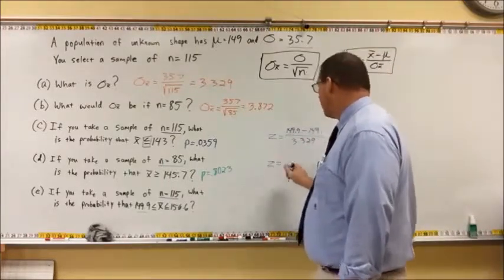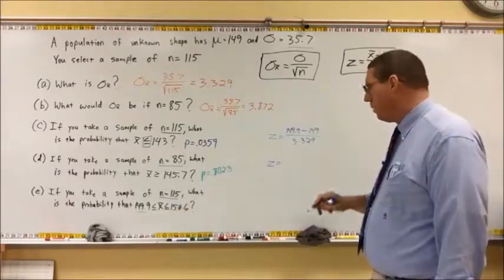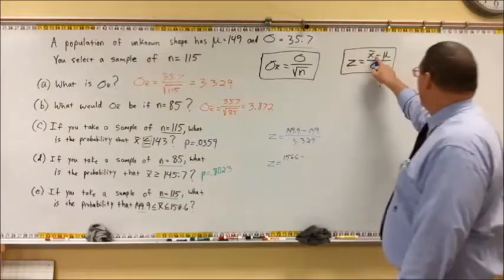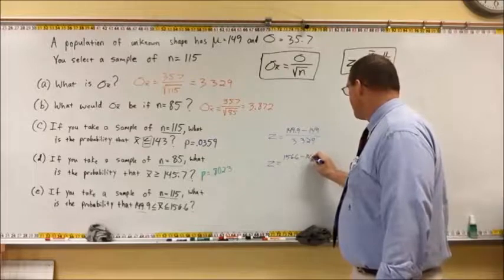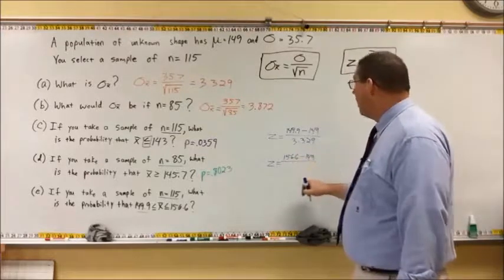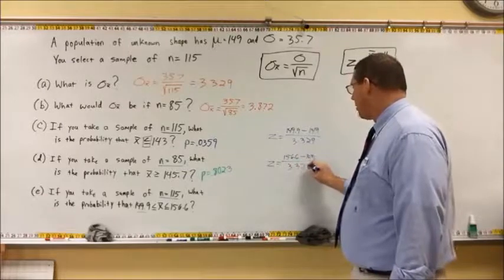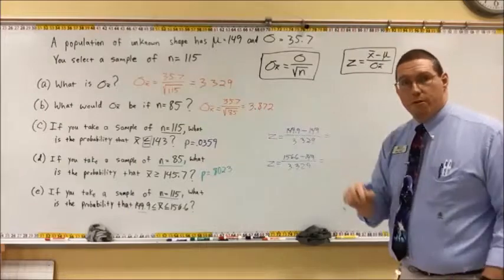The second z-score is for a sample mean of 156.6, minus mu, the population mean, which is 149, divided by the standard error again, which is 3.329. Same standard error on both of these. Now we're going to calculate two z-scores.